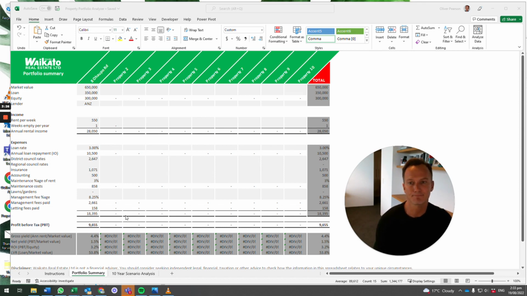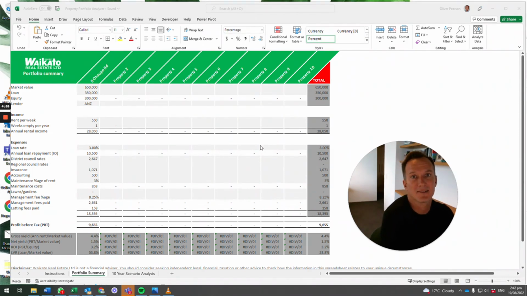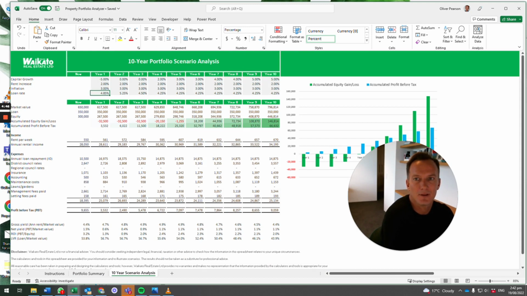Now we're going to flick over to the second tab of the spreadsheet, which sucks in all the data we've just entered here. Everything in the grey cells, and the auto-calculated white cells, is going to feed through to this tab here. Okay, you can see all our information there.